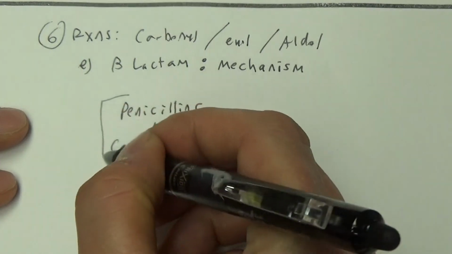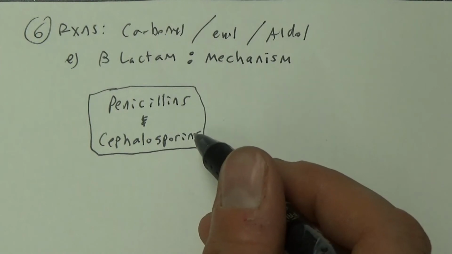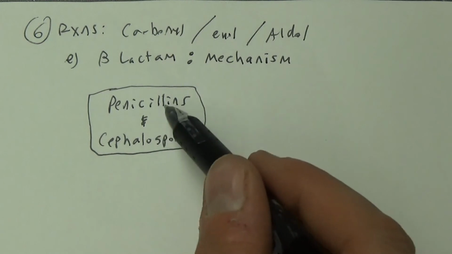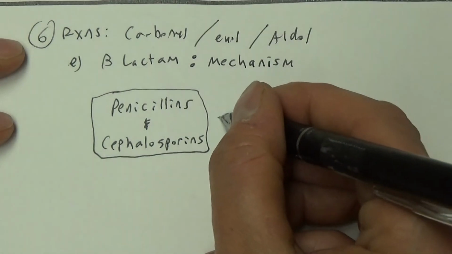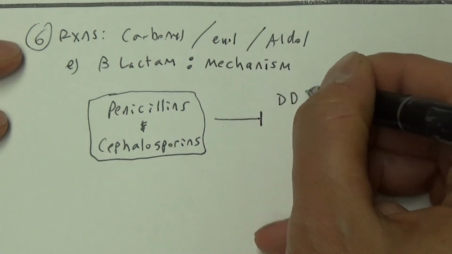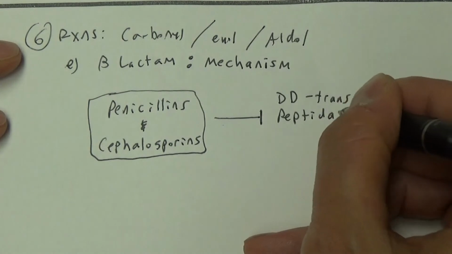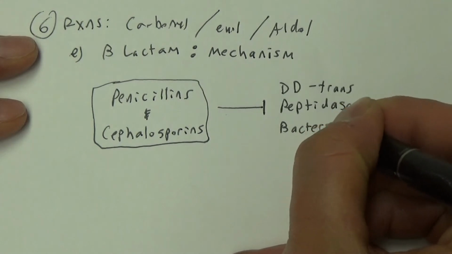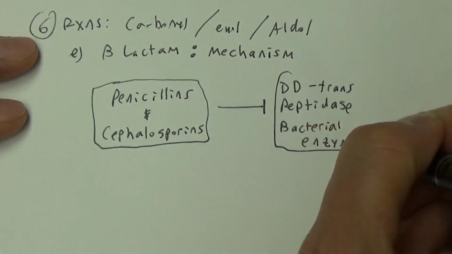So they basically do the same thing. The big difference is that cephalosporins are able to sneak through gram-negative bacteria cell walls a little better, although at least ampicillin is able to do that too, of the penicillin series. Basically what they do is they inhibit something called DD transpeptidase, which is a bacterial enzyme. We'll explain what it does in a second. And it's also on my cartoon figure.